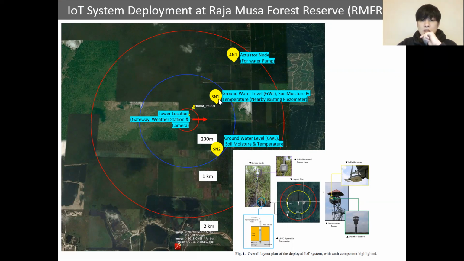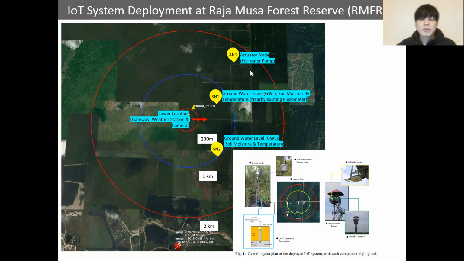So you can see that SN1 is sensor node 1, sensor node 2, and then in the middle is the lookout tower, the tower location. And beside the LoRa gateway, we also install the weather station on top of it and the camera in order to safekeep the gateway and also the installed weather station.